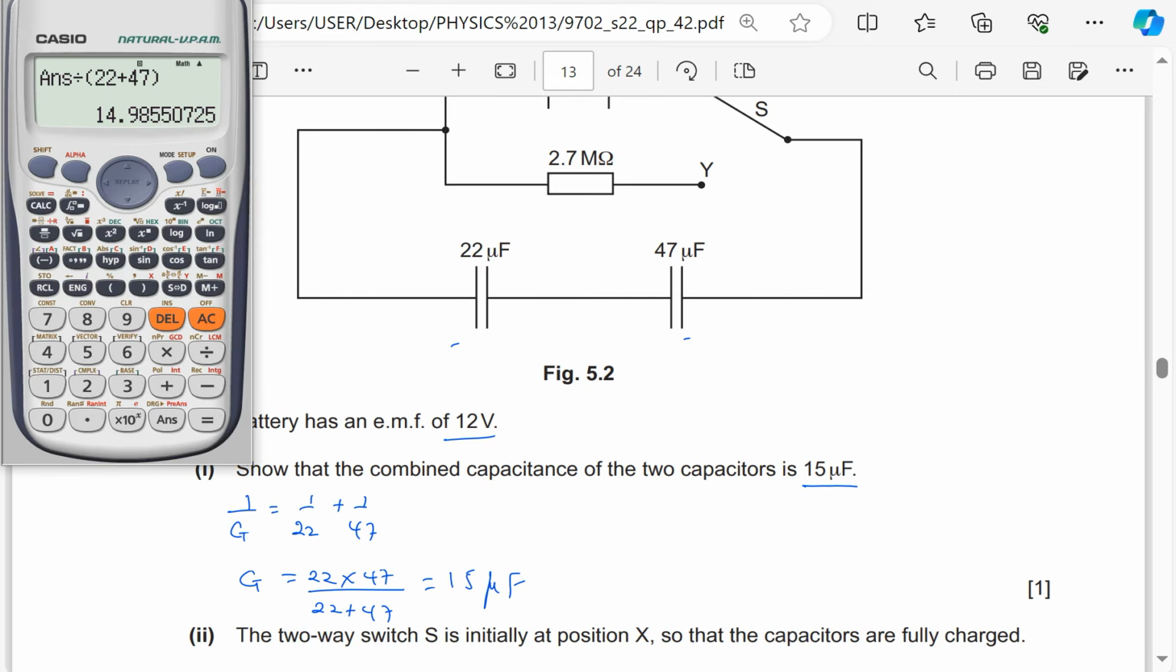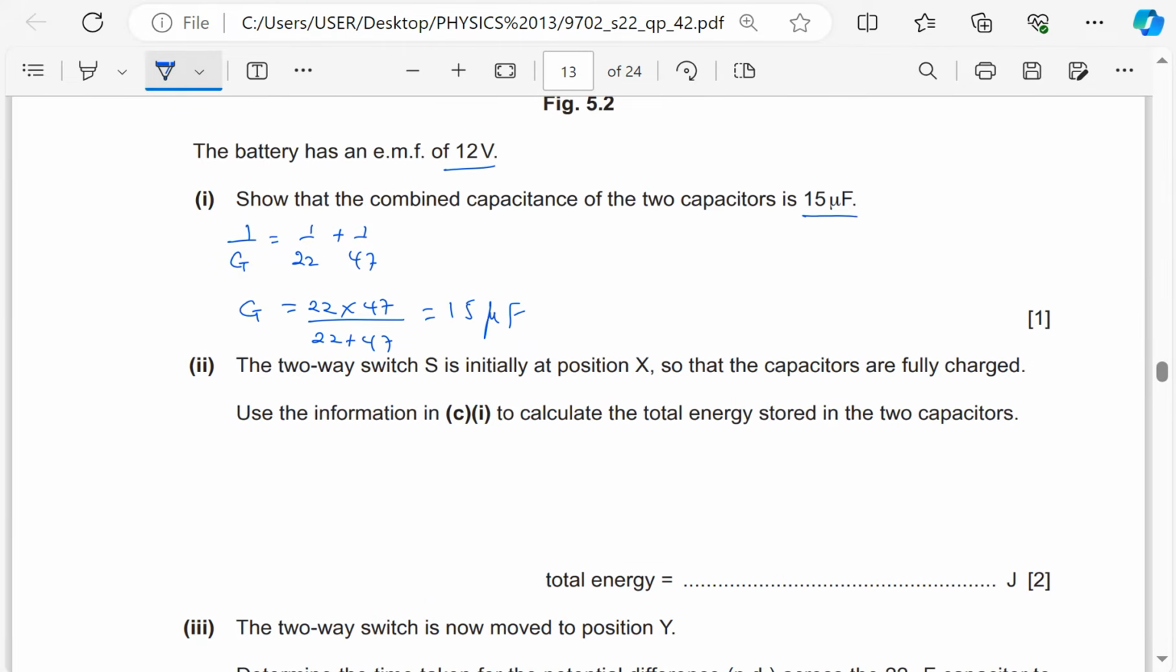So this is approximately 15 microfarads. Why isn't it exactly 15? Let me check it again. 22 times 47 divide by 22 plus 47. Yeah, it is approximately 15 microfarads.